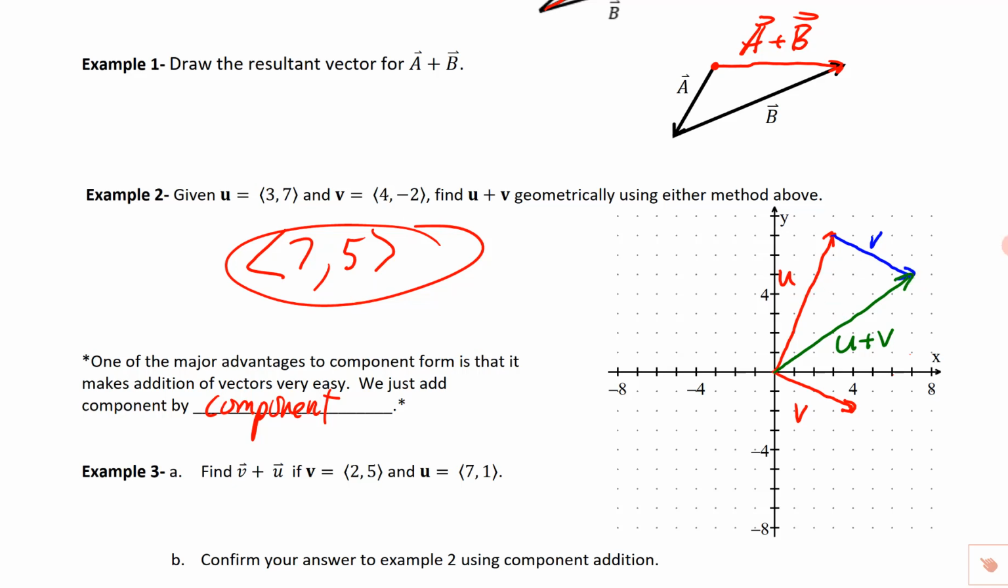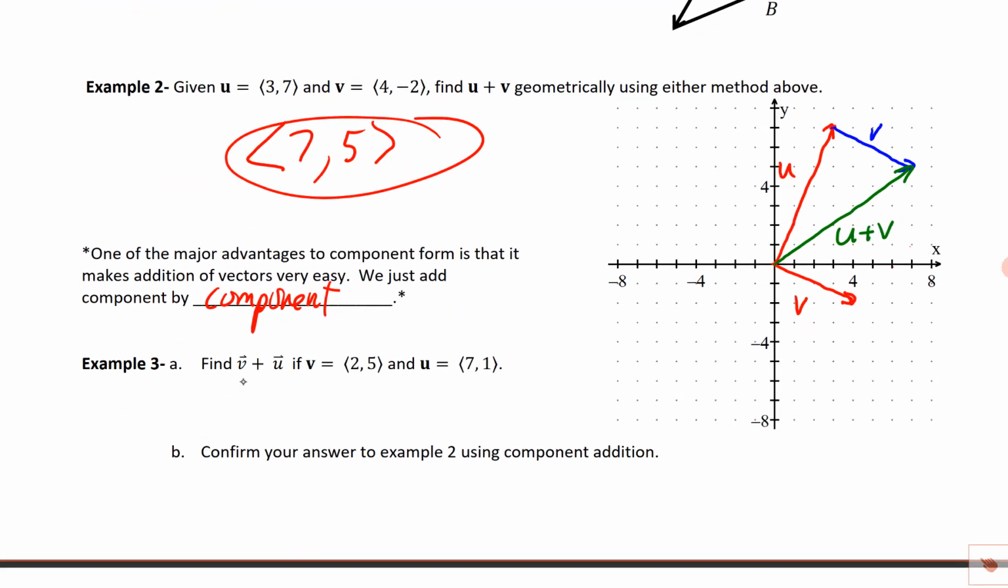and we also need to be able to do it with component form. So on example 3, it says find v plus u. So we make sure we do it in that order, especially if we were doing it graphically. So v is (2, 5), and u is (7, 1). So the components would look like this. Let's see, we add those together, we get 9. We add those together, we get 6. So there's our answer.